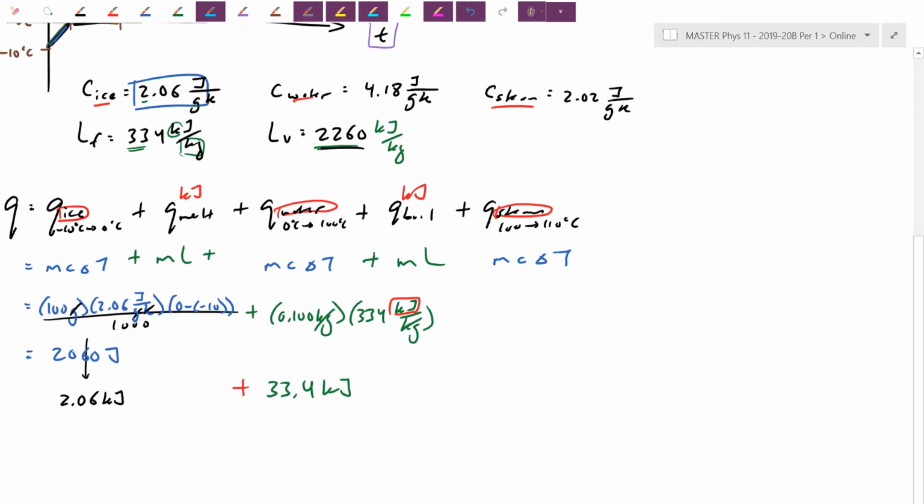Let's do the same for the other three terms here. Once it's become water, I'm assuming we're still 100 grams. For liquid water, we're actually 4.18. So 4.18.